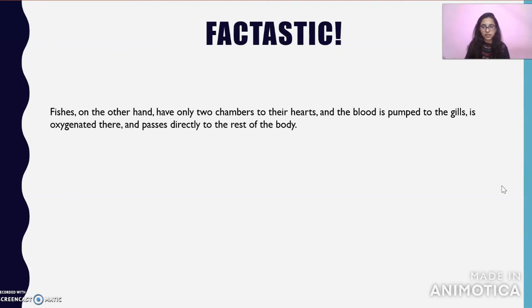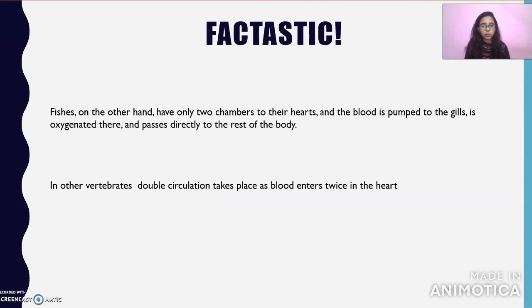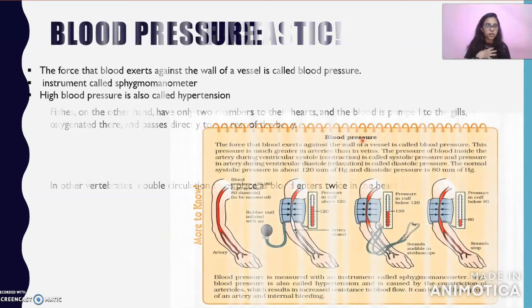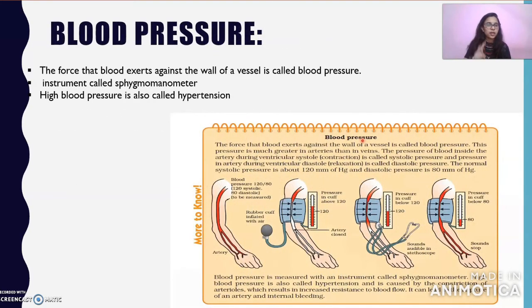Now, there's a fantastic thing: fishes, on the other hand, have only two chambers. As our heart has four chambers, theirs has only two, and the blood is pumped to the gills, is oxygenated there, and passes directly to the rest of the body. In other vertebrates, double circulation takes place as blood enters the heart twice. As I told you, in our heart the blood enters twice. That's why it is called double circulation.